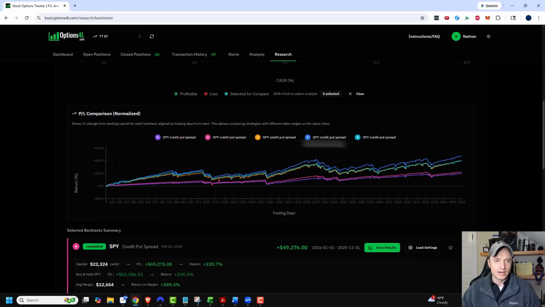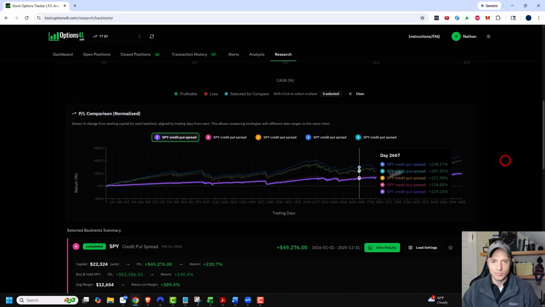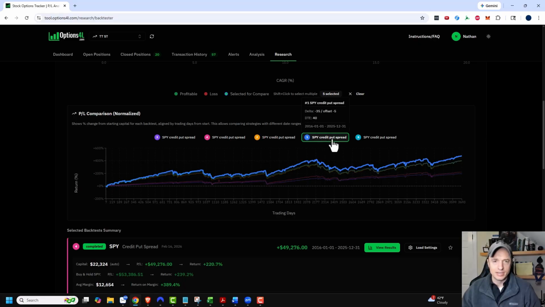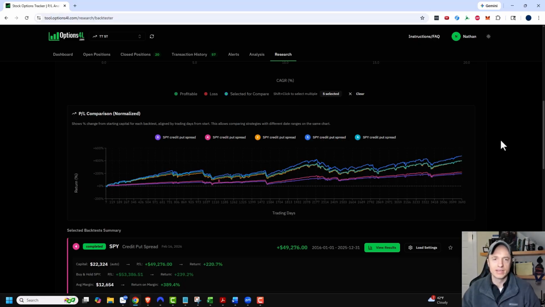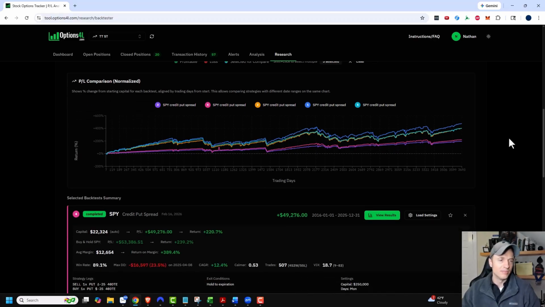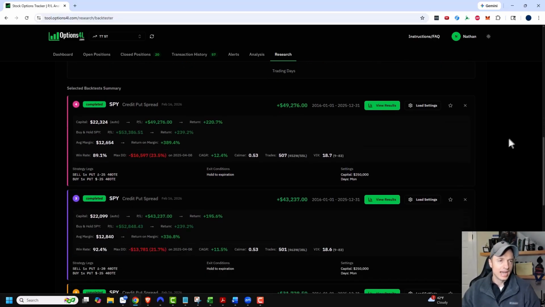All right, so here's our 5 back tests that we can look at on a chart. You can see our P&L comparison, and you can see that the blue one right there did the best. So the number one generated the highest P&L, but that doesn't necessarily mean it's the best per se. So let's take a look at our results.